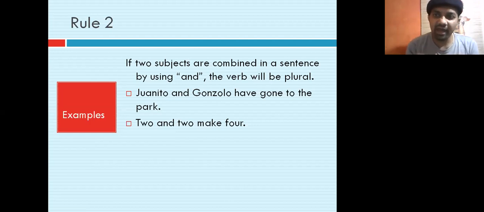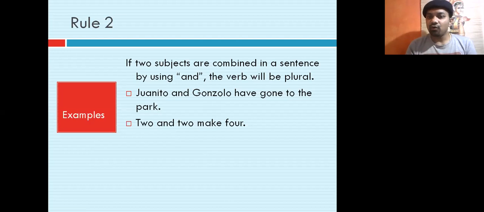Why have you used have here? Because Juanito and Gonzalo is plural. What is the pronoun for it? They. With they we use have. With he, she, it we use has. We learned this much already.